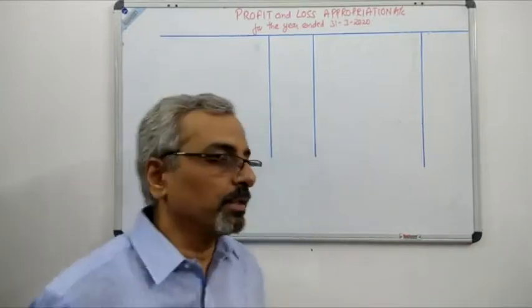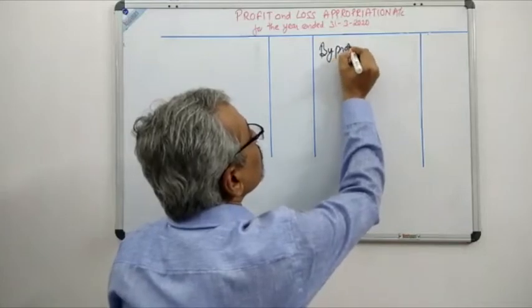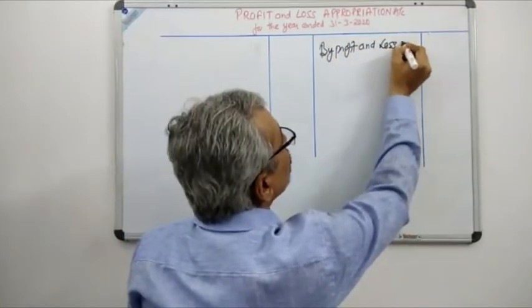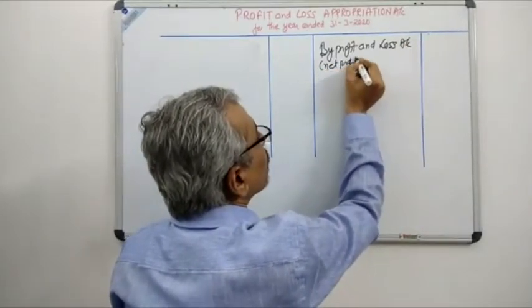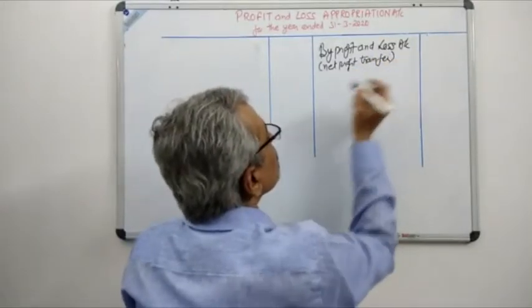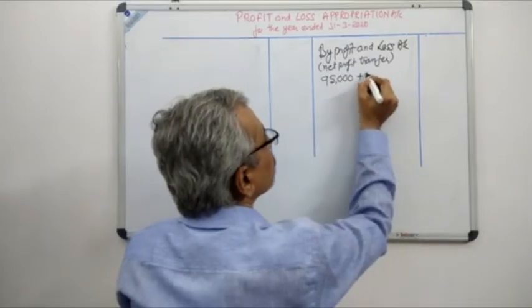First, please understand over here, first entry by profit and loss account, net profit transfer 95,000 plus 15,000.